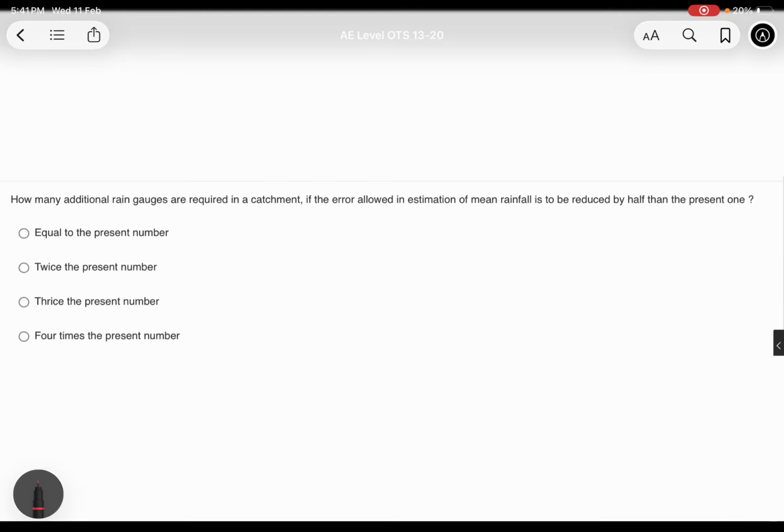Next question: how many additional rain gauges are required in a catchment if the error allowed in the estimation of mean rainfall is to be reduced by half from the present one? How many additional rain gauges are required in a catchment if the error allowed in estimation of mean rainfall is to be reduced by half from the present one? Let's see, let's solve this. What is the optimum number of rain gauges?